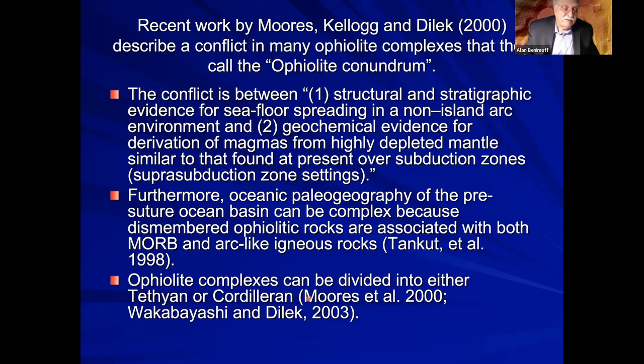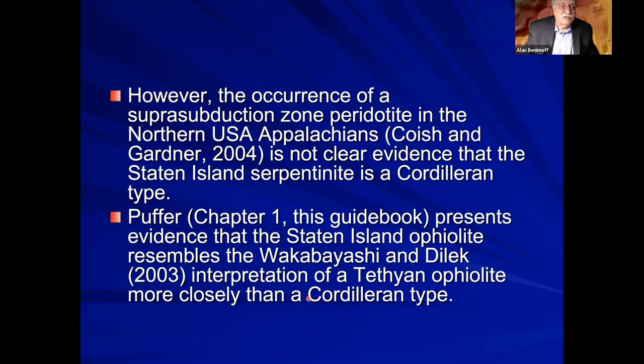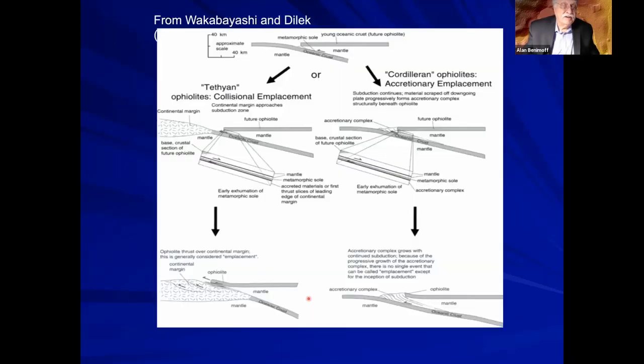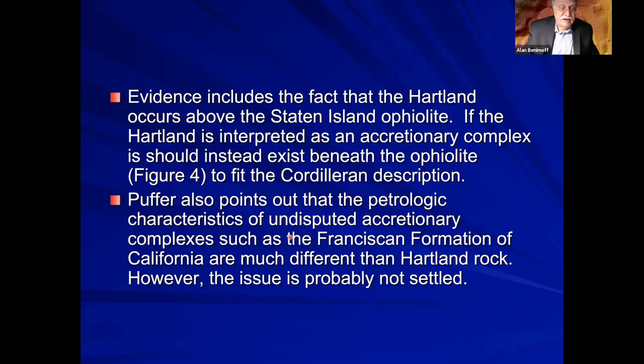So ophiolite complexes can be divided into either the Tethyan or Cordilleran types. If you look over here, there are two ways to look at this. We're not exactly sure, and as you can see here, the issue is probably not settled yet. I guess future work has to be done on this.